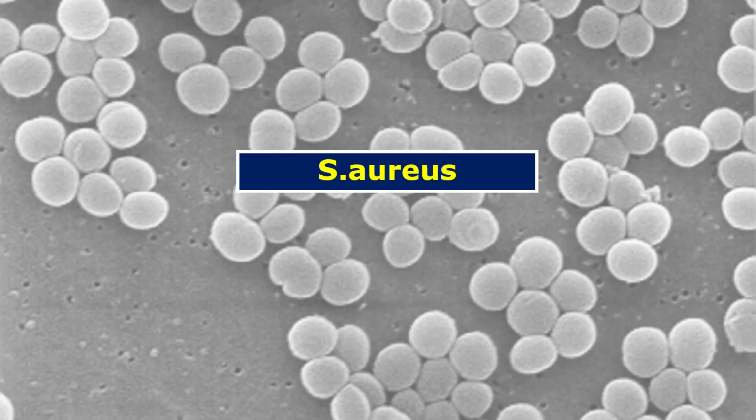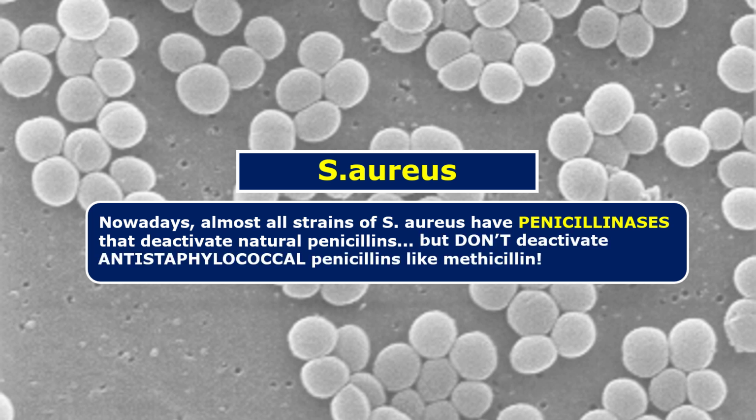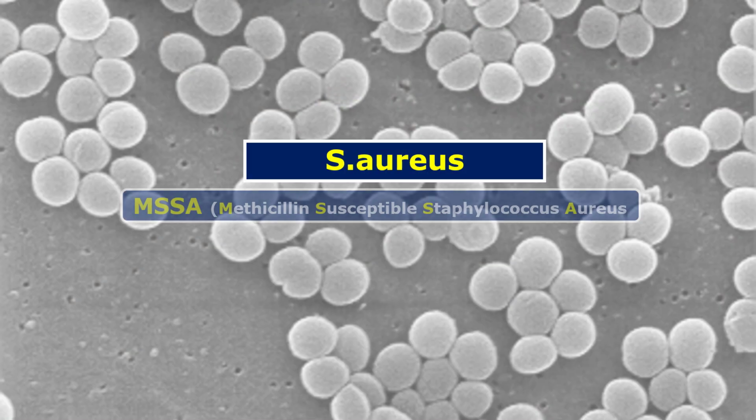As I mentioned a minute ago, nowadays most strains of Staphylococcus aureus, actually about 90% of them, have penicillinases, so beta-lactamases that destroy natural penicillins. So obviously natural penicillins will not work against them. But these penicillinases cannot destroy antistaphylococcal penicillins like methicillin and others. And this is why we label these strains as susceptible to antistaphylococcal penicillins or susceptible to methicillin. In other words, methicillin susceptible Staphylococcus aureus, MSSA.